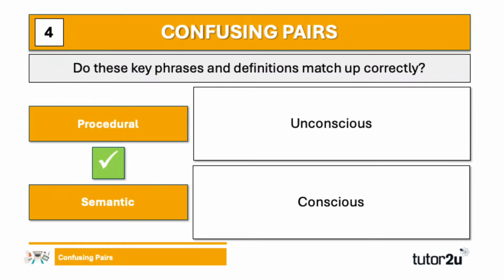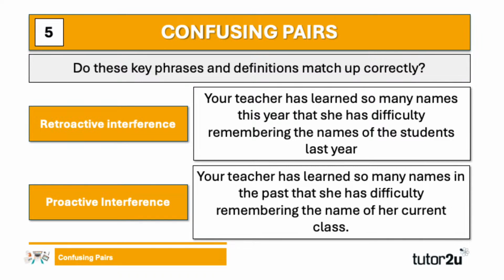This is one of the parameters that you can compare them on. You can also compare them on the parameter of what region of the brain we find these types of memory. Okay, so let's look at the last one, number 5. Be careful here because it's really easy to get these muddled as well. So retroactive: your teacher's learned so many names this year that she has difficulty remembering the names of the students last year. And proactive: your teacher has learned so many names in the past that she has difficulty remembering the name of her current class.